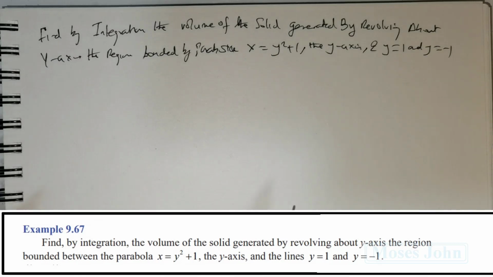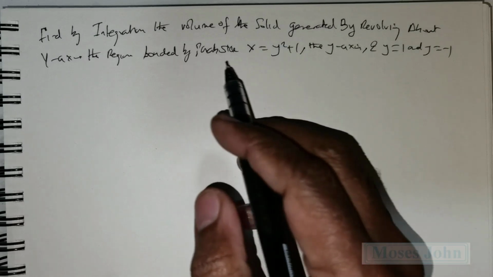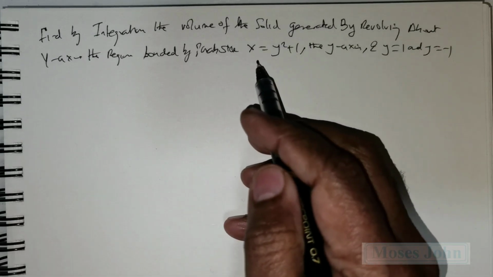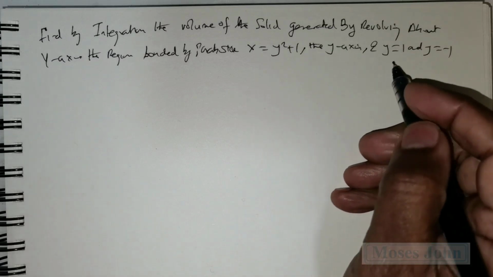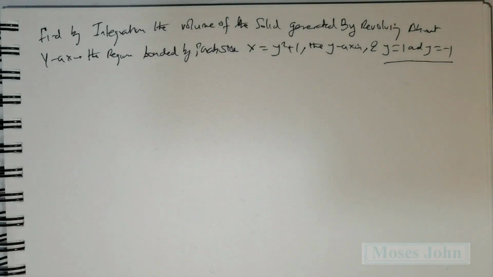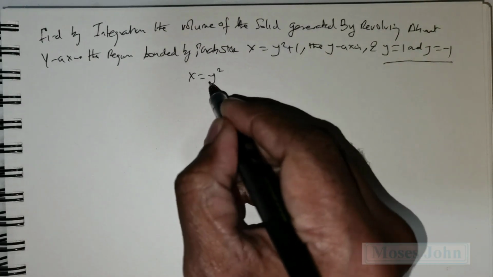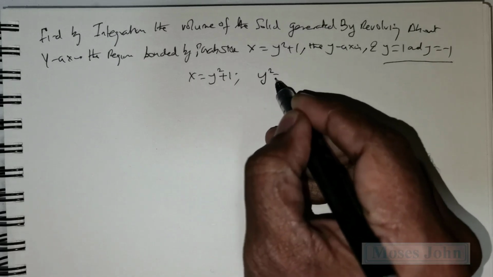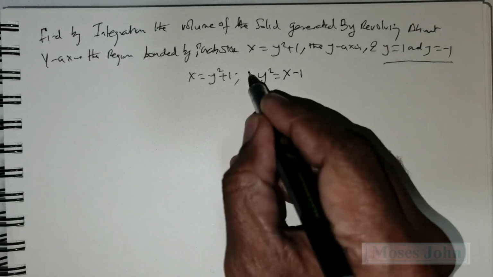Students, we are given this question: find the volume of the solid by integration generated by revolving the parabola x is equal to y squared plus 1, the y-axis, and y is equal to 1 and y is equal to negative 1. So if you were to rewrite the given parabola x is equal to y squared plus 1, then you would have something like this: y squared is equal to x minus 1.